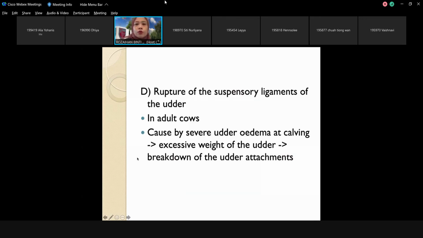Okay, there's also a condition called rupture of the suspensory ligaments of the udder, which happens in adult lactating cows. It is normal after calving to have udder edema. So it's not pathological edema; it's more of a physiological change after calving. But if it gets severe, because of the excessive weight of the udder, it can cause breakdown of the suspensory ligament. So the mammary gland would just drop, and while the animal is walking, it would cause friction or even abrasion of the mammary gland.